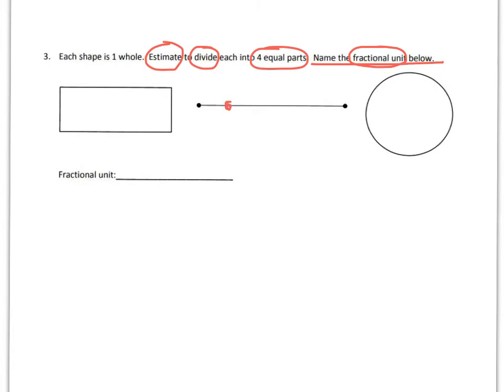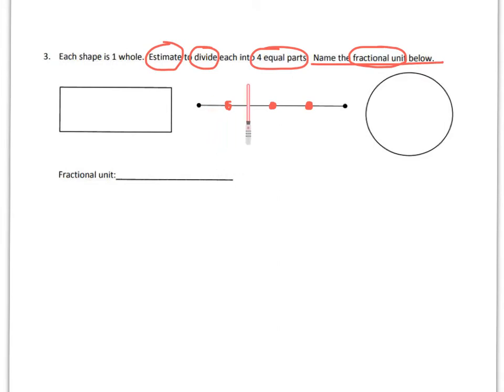1, 2, 3. And I tried to space them out as best as I could to show that they're equal. And when I look at my 3 dots, I can see that here's one part, the second part, the third part, and the fourth part. So there's my 4 equal parts.